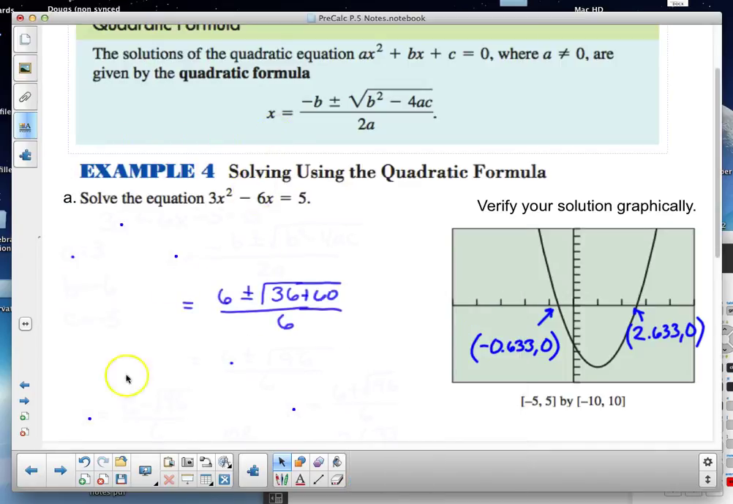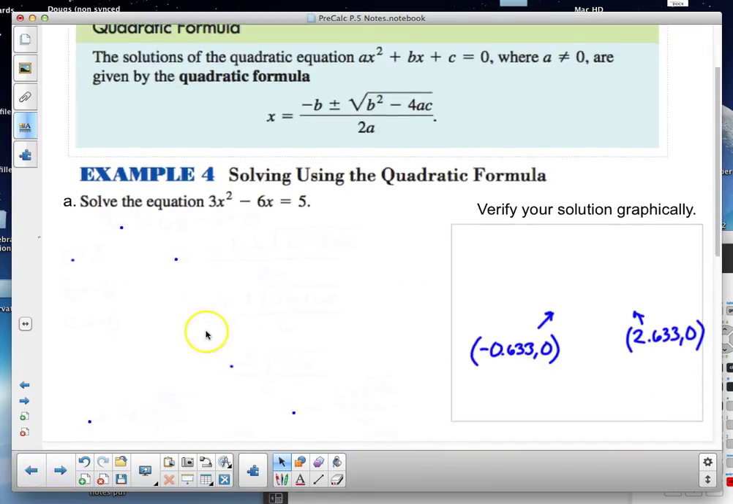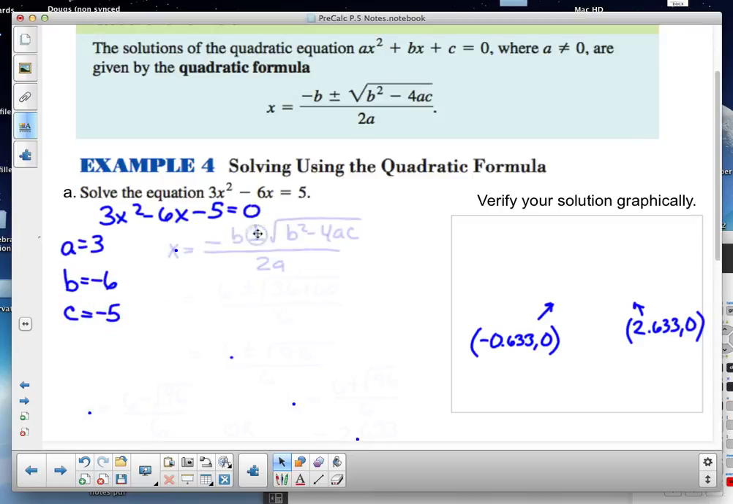Okay. Hey, let's make it behave like it didn't happen. Hey, look at that. Now, here's the deal. I rewrite my equation. I get 5 over here. Solve the equation. Now, I have A, B, and C. My A is 3, my B is -6, my C is -5. I can now plug them into the quadratic formula accordingly for A, B, and C.